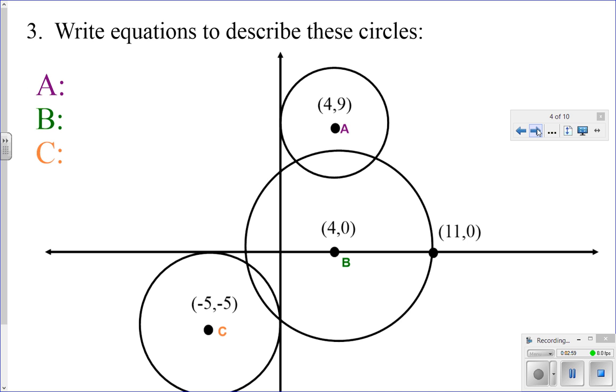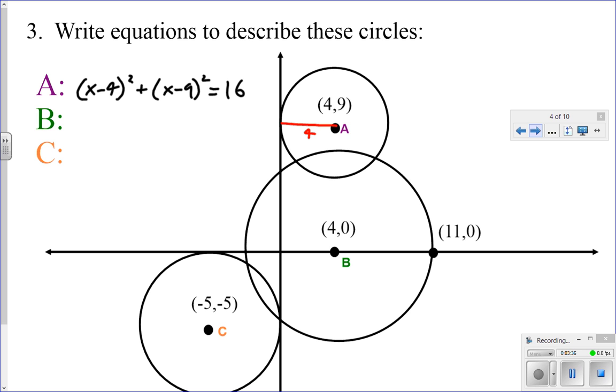All right, so if I wanted to write an equation to describe these circles, I can see that for A, its intercept here is the y-axis, so that must force this radius to be 4 if the center is (4, 9). So the equation of that circle is going to be (x minus 4) squared plus (y minus 9) squared equals 4 squared, which is 16, my radius squared.